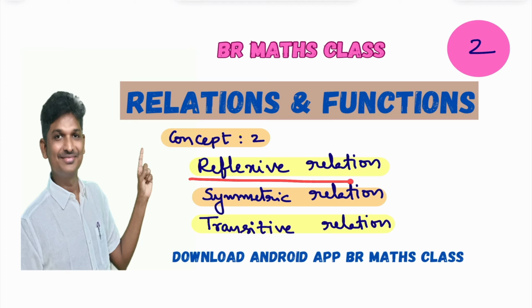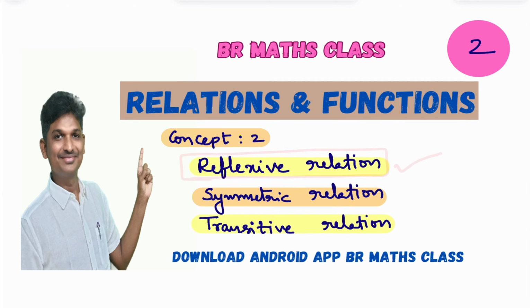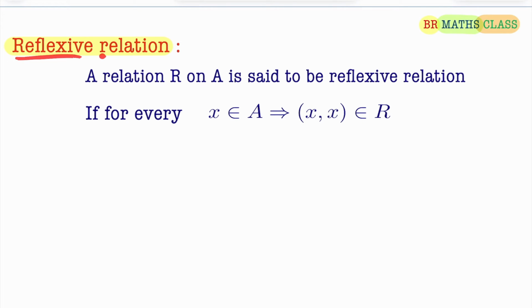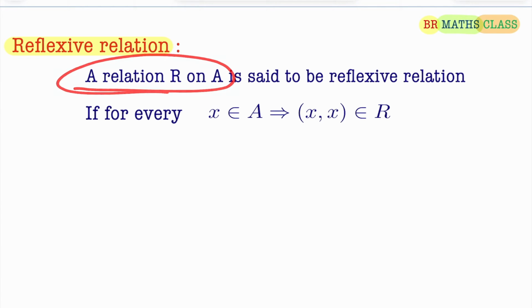To understand the exercise 1.1 problems in Relations and Functions, understanding these definitions is very important. Let's see the definition of a reflexive relation. A relation R on A, what does it mean? It means that R is a relation from A to A. Right? This we discussed in the last class. A relation R on A, that means R is a relation from A to A, is said to be a reflexive relation.